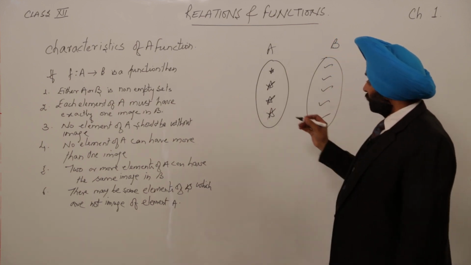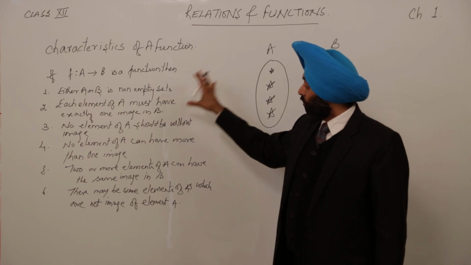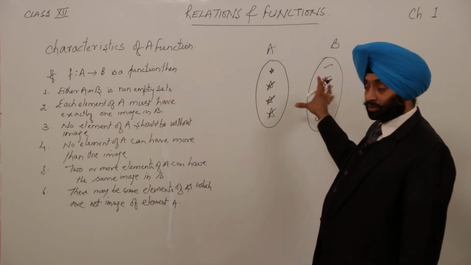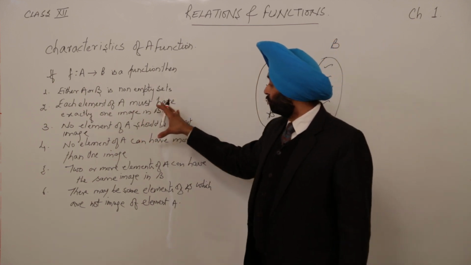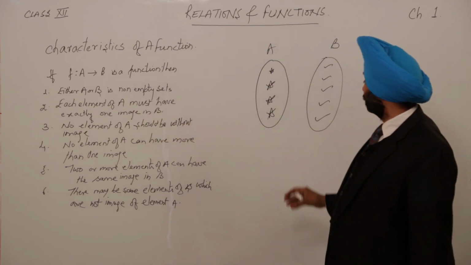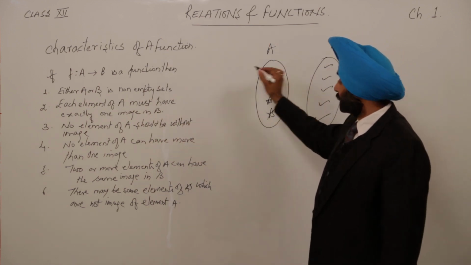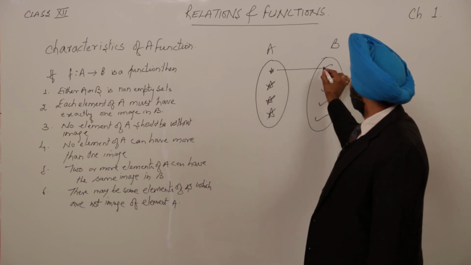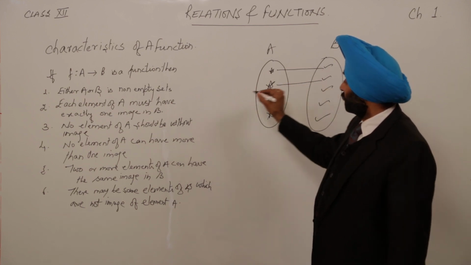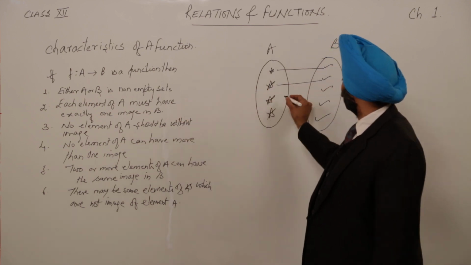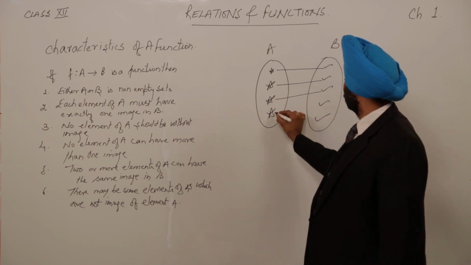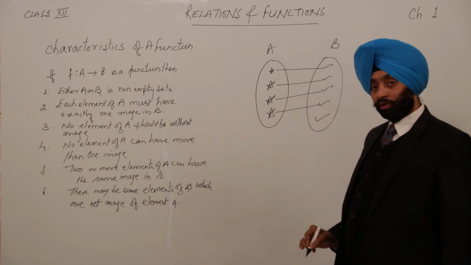Now, A and B are both non-empty sets. Each element of A must have exactly one image in B. Exactly one image in B.